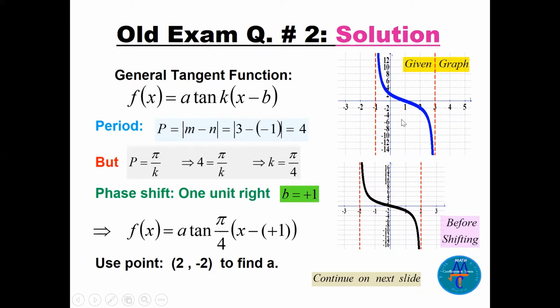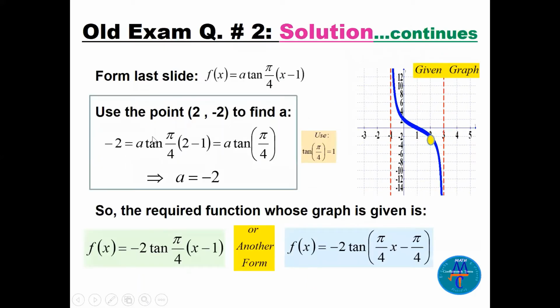Let's take one point here. One nice point, I can see (2, -2) from the given graph. See this point here? I can use this point to find the a. So the x will be the 2 in the x here, and the -2 in the y here, f of x. So just replace this point, -2 in the y, 2 in the x.